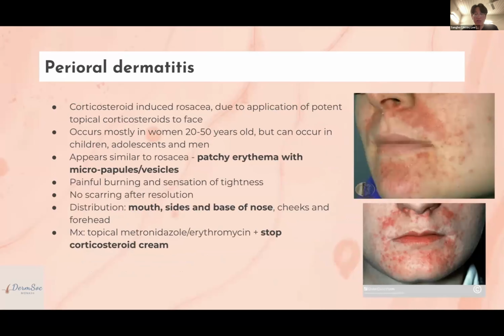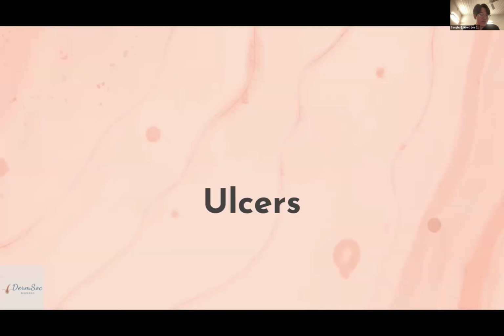Just quickly touching on perioral dermatitis, it's considered to be a corticosteroid-induced type of rosacea. What you find is this patchy erythema with these small papules and vesicles erupting around the mouth. Obviously, the triggers are steroids, so stop using steroids, and we can use some topical metronidazole or erythromycin to settle down the inflammation. So that's all for the acne and rosacea type presentations.